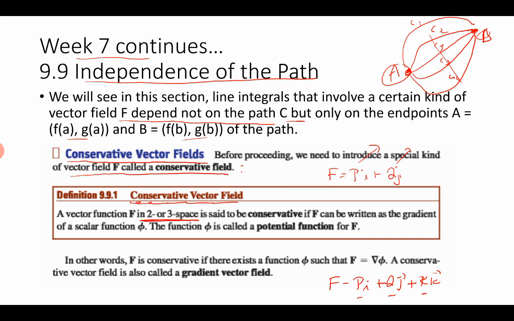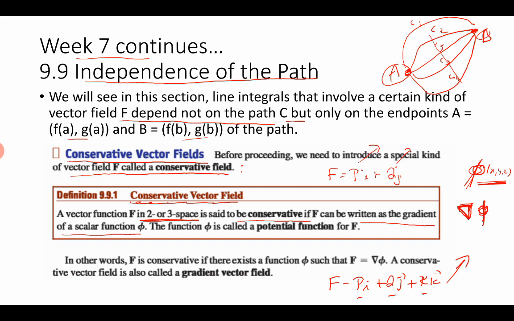A vector function F is said to be conservative if it can be written as the gradient of a scalar function phi. What do you mean by gradient? Assume phi is a scalar function of 3 variables; you can adjust for 2 variables. The del operator gives 3 different operations: gradient, divergence, curl, isn't it? Del phi is called the gradient of phi. Del phi is nothing but the direction of maximum change of phi.